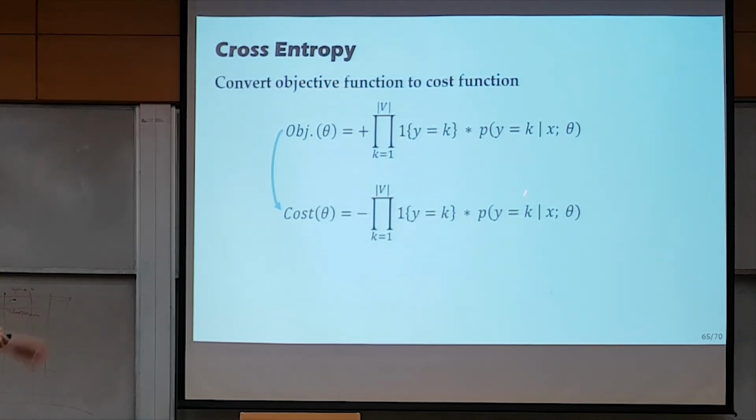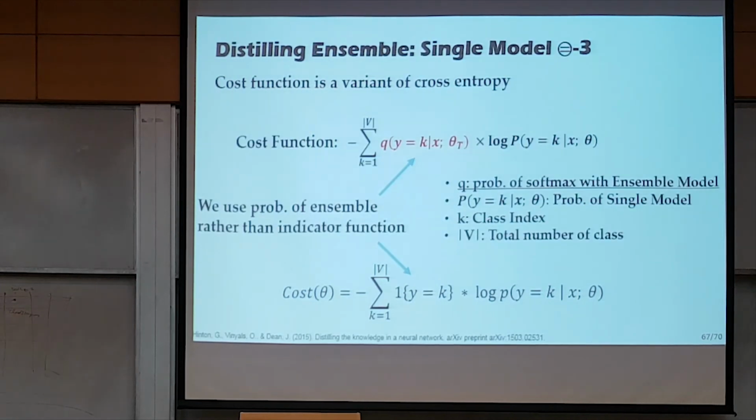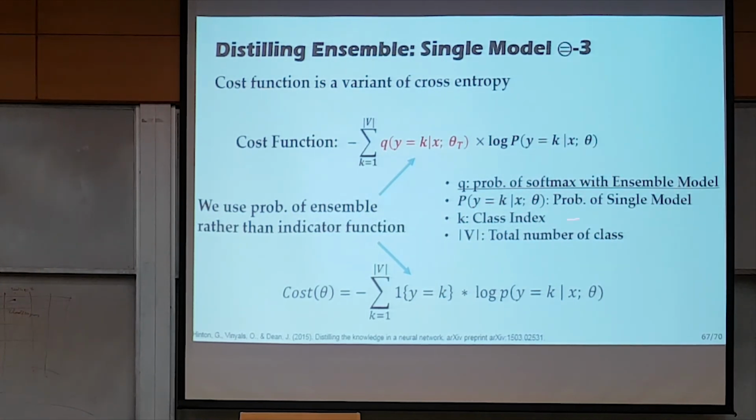And now we have our cost, and the cost function is a variant of cross entropy. Q is the probability of the softmax with the ensemble model, what we talked about before. P(y|x) is the probability of the single model, K is the class index, V is the total number, and we use the probability of the ensemble here rather than the indicator function. So we force the model to achieve better results.